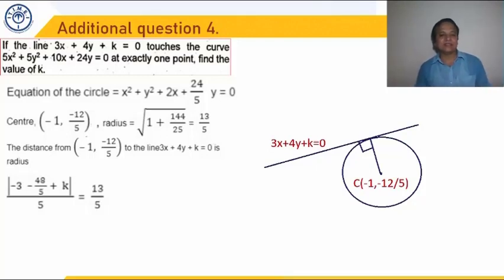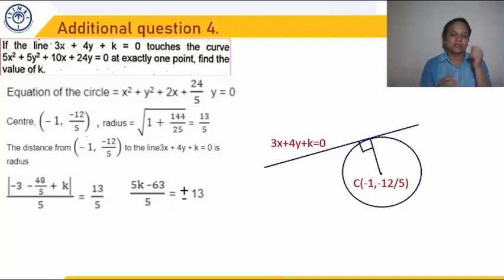So 5 into minus 3 is minus 15 and minus 48. And 5 in the denominator also cancels out, 1 5 remains. So it's 5k minus 15 minus 48 is minus 63 by 5 is equal to 13. And when we remove the modulus sign, plus and minus sign both will appear.